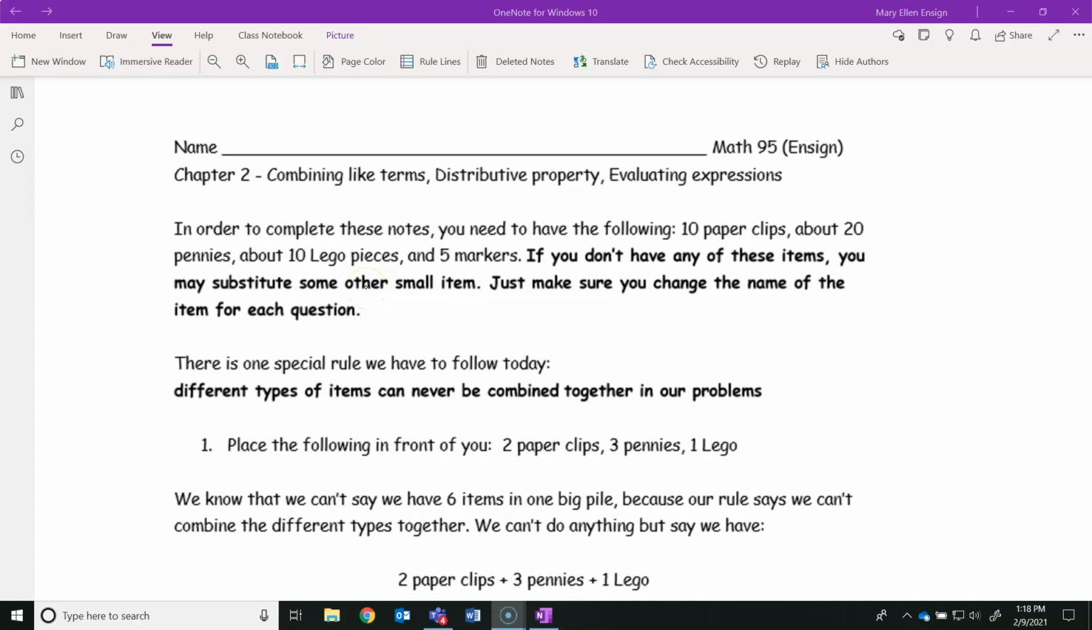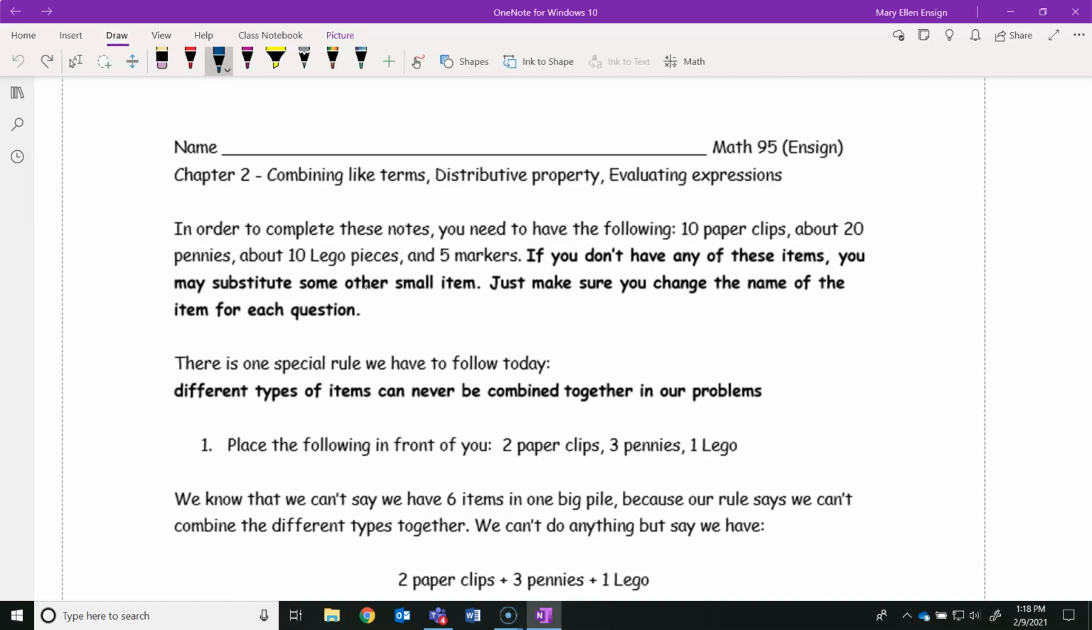Hi everyone, this video is about the Chapter 2 notes for Math 95, and in this chapter we're talking about combining like terms, distributive property, and evaluating expressions. As we get into this, often students remember at least some of this, so hopefully it won't be anything too stressful and new for you.